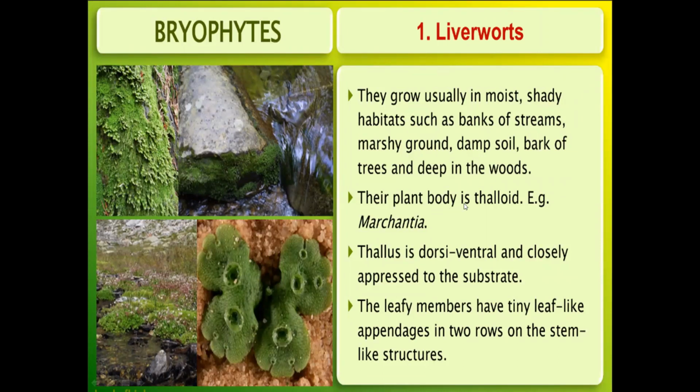Their plant body is thalloid. Example, Marchantia. Thalloid, what is thalloid? What is thallus? Why is it called thallus? Thalloid means you cannot differentiate the body into root, stem, and leaf. Here, can you tell which is stem, which is root, which is leaf? No, it is just like a mass, thalloid.